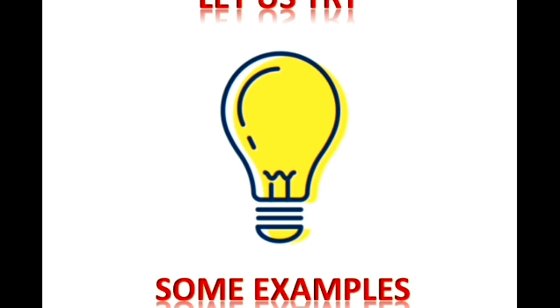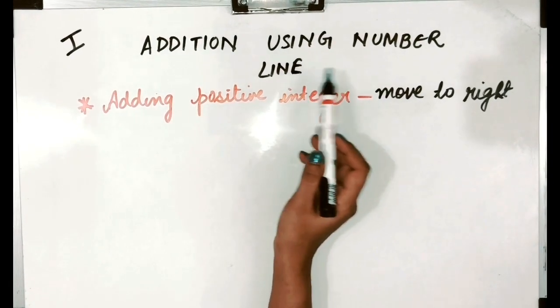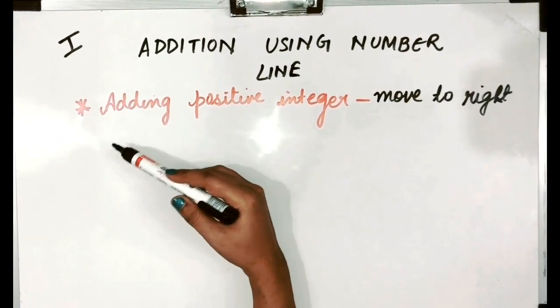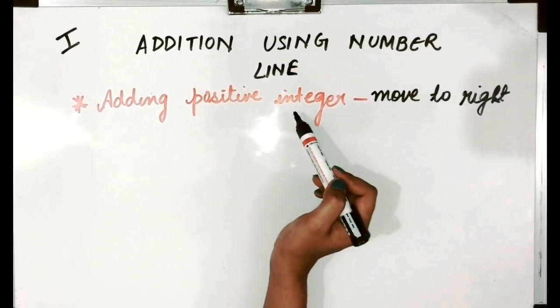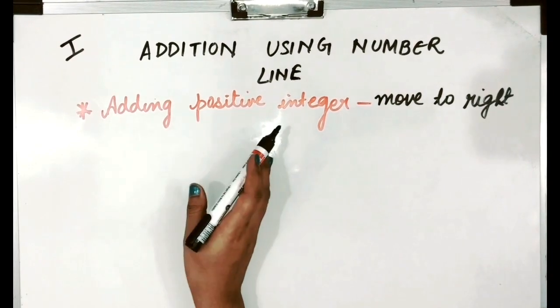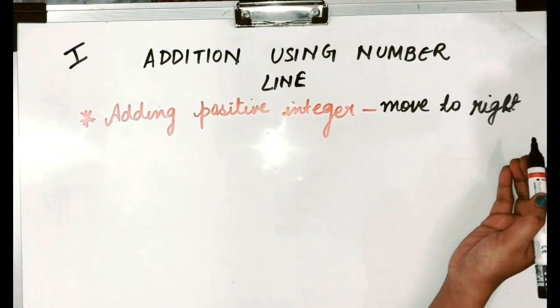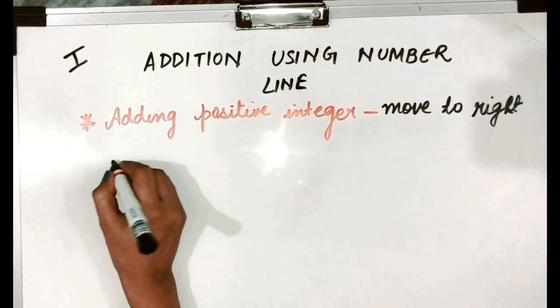Let us try some examples now. So addition using number line. The first case is adding positive integers. We know that when we are adding positive integers, we have to move to the right. So let us see some examples.